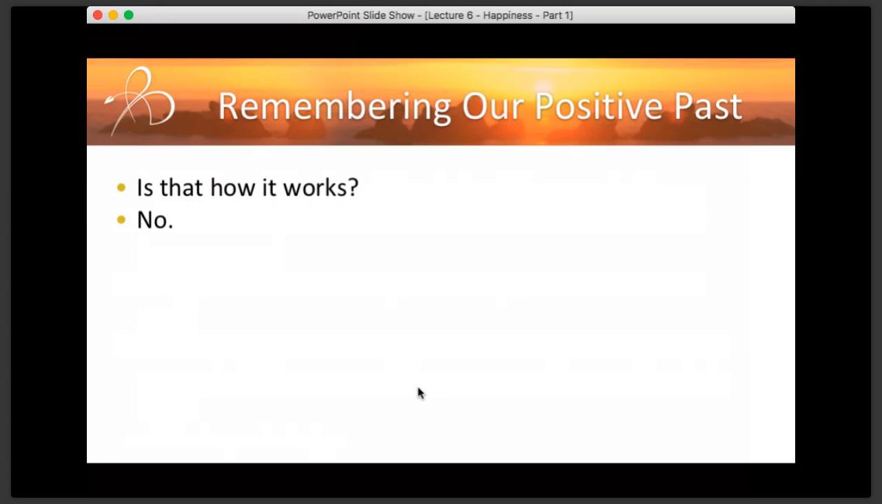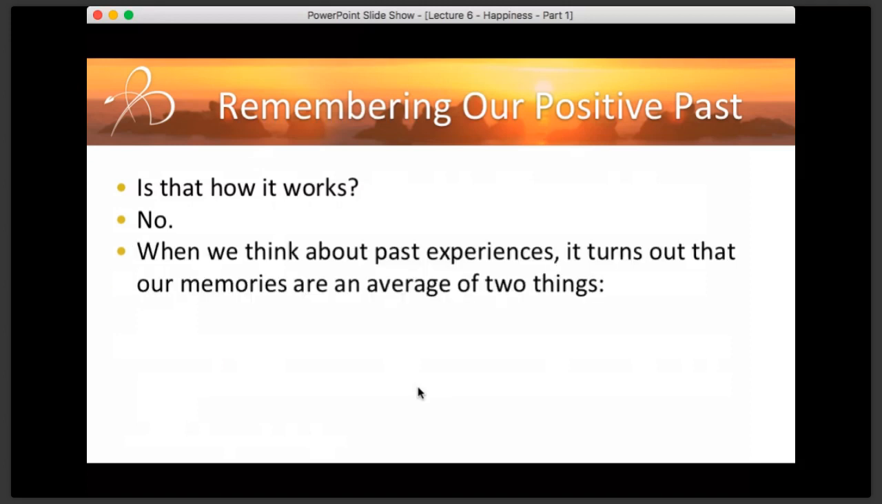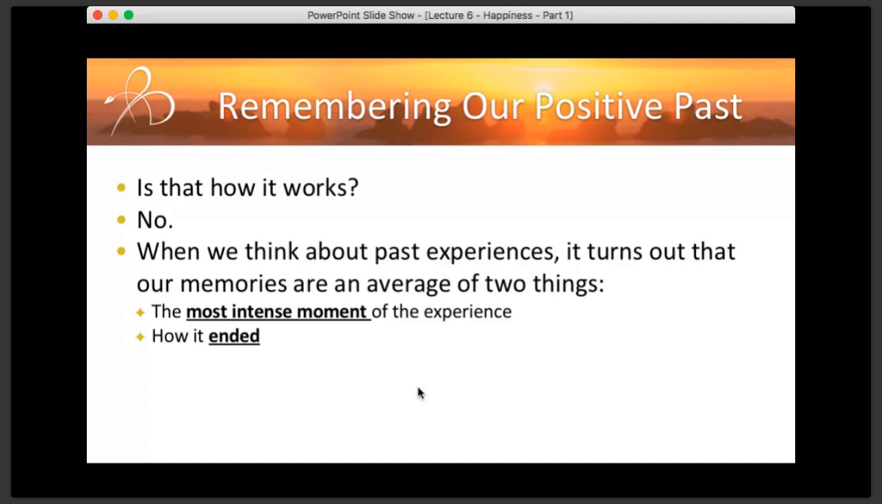So one of the things that doesn't work the way you think it would is remembering the past. Turns out that when we think about past experiences, our memories are not an average of all the moments. They're an average of only two things. The most intense moment of the experience, whatever that was, positive or negative, the most intense moment. Why? Because all kinds of chemicals are released in the brain to encapsulate that emotion, which is highly linked to memory. So you've got an intense moment in there that's going to be captured way above the rest. And then how it ended, whatever came last. The rest is forgotten. Doesn't matter.